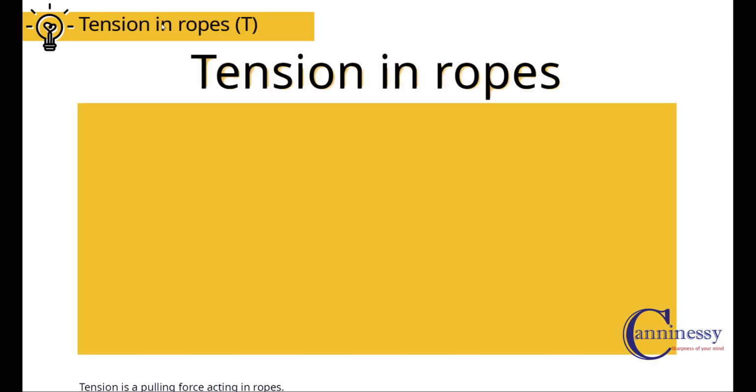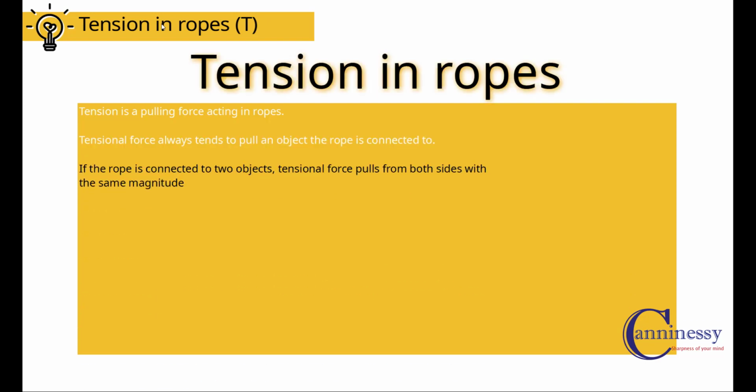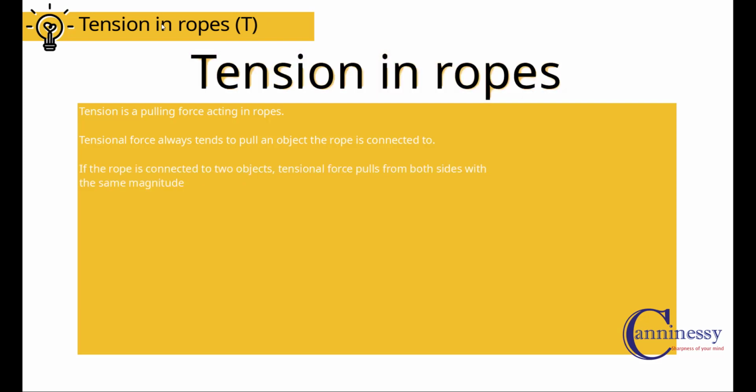Tension in ropes. Tension is a pulling force acting in ropes. Tensional force always tends to pull an object the rope is connected to. If the rope is connected to two objects, the tensional force pulls from both sides, with the same magnitude. Tensional force can never tend to push an object.